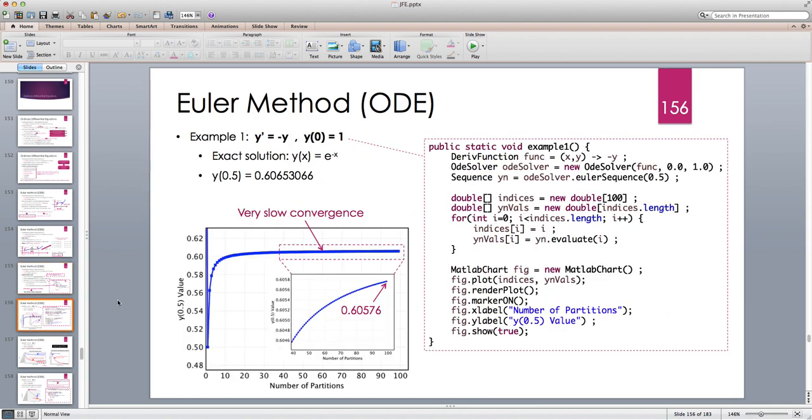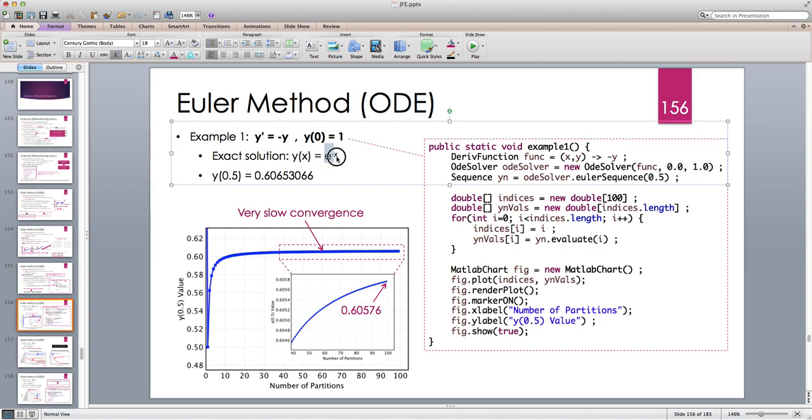And here's one example. So in this example, y prime is minus y. So the function f of x and y is minus y. It doesn't even depend on x. And the initial condition is y of 0 is 1, so at x equals 0, y is 1. And the exact solution is e to the minus x, right?